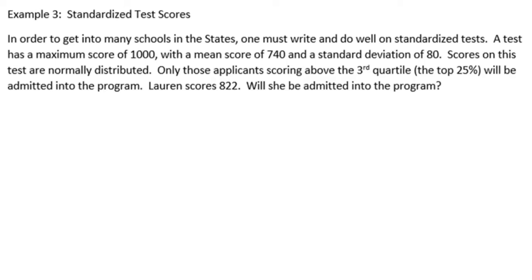Question. Example 3, standardized test scores. So a lot of test scores are normally distributed. That's how that looks. So it's going to follow like a normal distribution. In order to get into many schools in the States, one must write and do well on standardized tests. A test, just any given test, has a maximum score of 1,000 with a mean score, so the average is 740 and the standard deviation is 80.